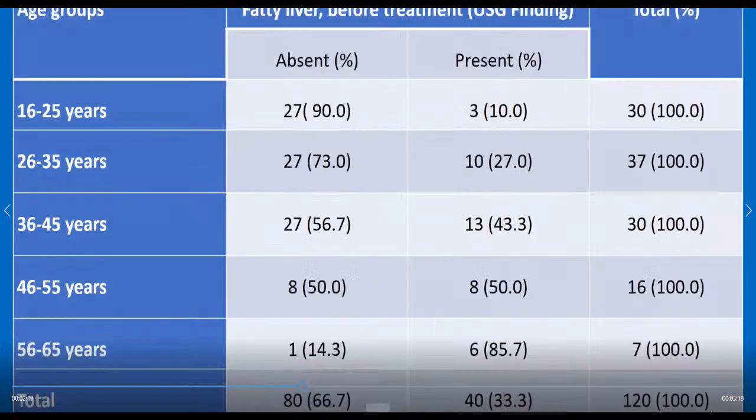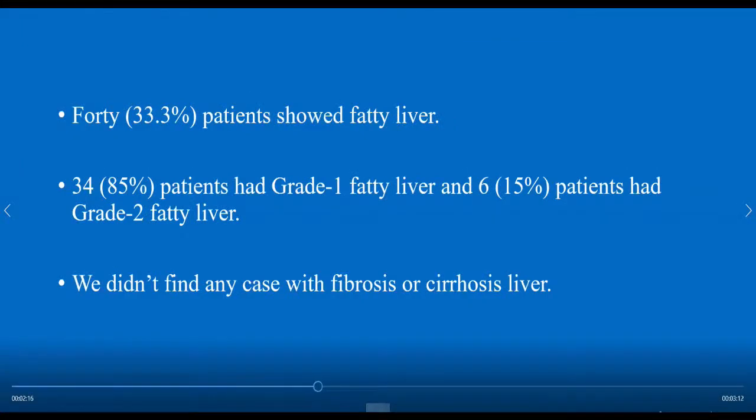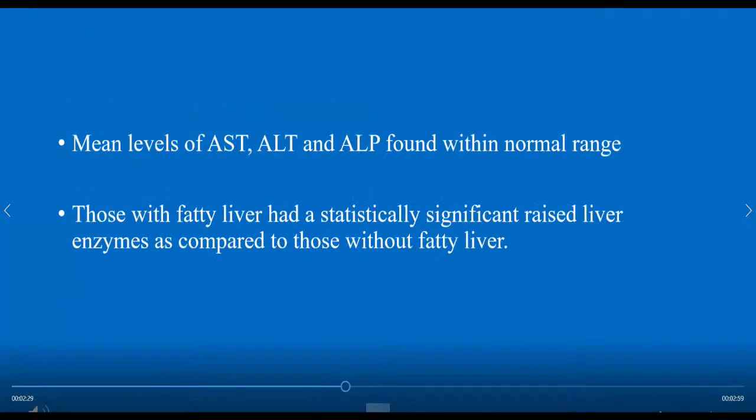Table 2 shows the distribution of study population according to age group who have fatty liver on ultrasonography. 33.3% of our patients showed fatty liver, 85% patients had grade 1 fatty liver, and 15% patients had grade 2 fatty liver. We did not find any case with fibrosis or cirrhosis of liver. Mean levels of AST, ALT, and ALP were found within normal range. Those with fatty liver had a statistically significant raised liver enzymes as compared to those without it.